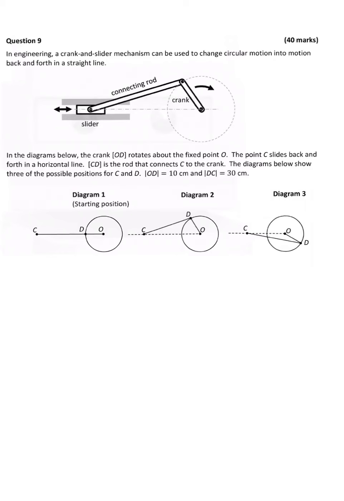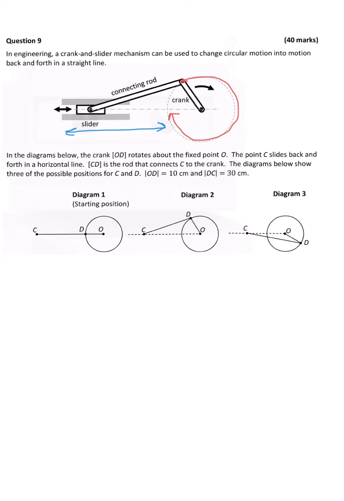In this question, we're told in engineering, a crank and slider mechanism can be used to change circular motion into motion back and forth in a straight line. So as our slider moves in and out, the connecting rod then, so this point here, is going to move in a circular motion around like this.